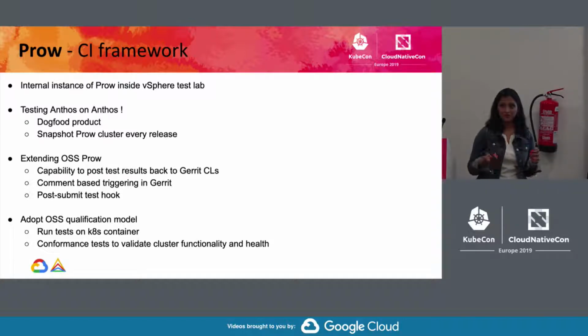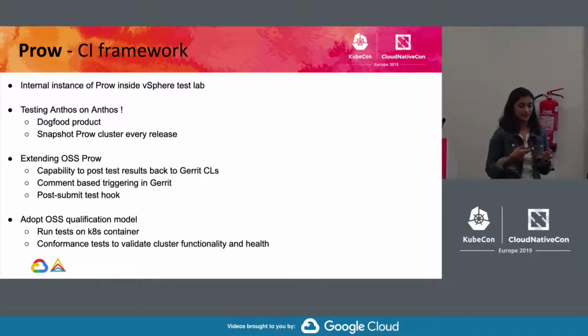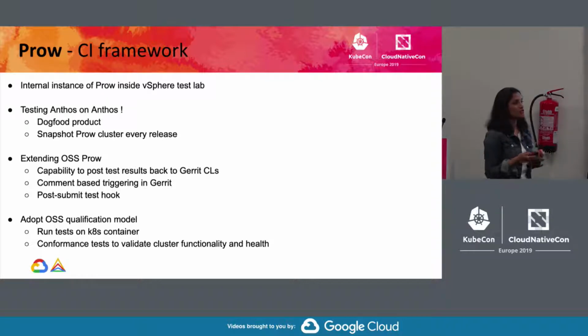Because a lot of our developers were used to the open source tools, they were used to a lot of features there, and they expected those to work on internal Prow too. For example, once Prow finished the pre-submit, they wanted the test results to be reported back to the CL, similar to what we have in open source. And they wanted comment-based triggering of some test jobs, similar to the /retry commands that we have in open source Prow.